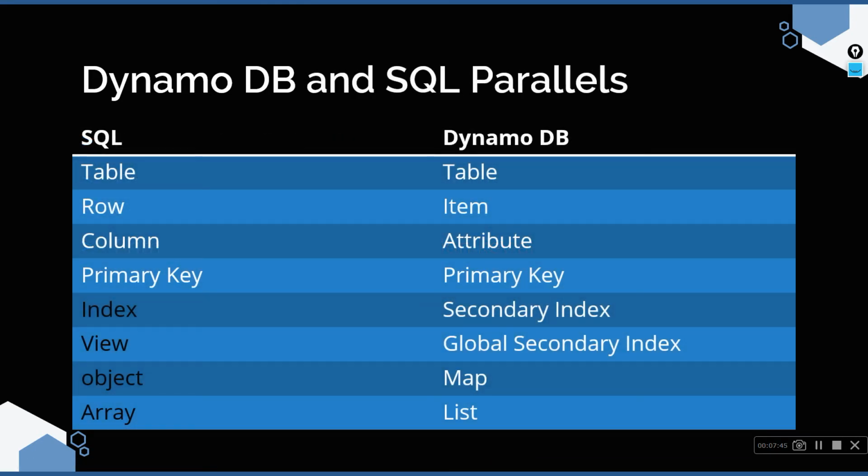Now these are some of the parallels drawn between a traditional SQL database and DynamoDB. A table is called a table here as well. A row is called an item. A column is called an attribute.